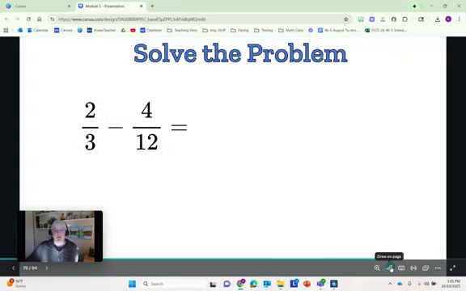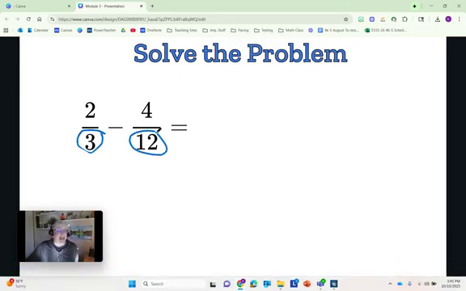Here we go. 2/3 minus 4/12. Notice the denominators, or the bottom numbers, are different. We cannot add or subtract fractions when the denominators are different. We need them to be the same. In order for them to be the same, we need to find what's called the least common multiple.